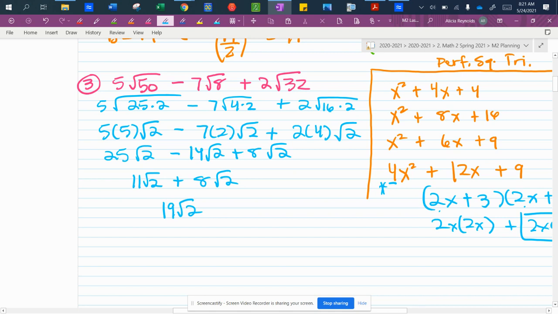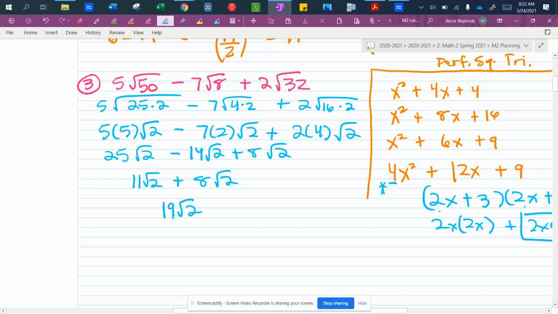Make sure that we don't forget about the coefficient that's already outside of my root. So when I simplify the square root of 25 to be 5, I multiply that by the 5 that is already out front. When I simplify the square root of 4, I multiply that by the 7 that's already out front. And when I simplify the square root of 16, I multiply 4 times 2 that was already outside of my root. So then I get 25 root 2 minus 14 root 2 plus 8 root 2.